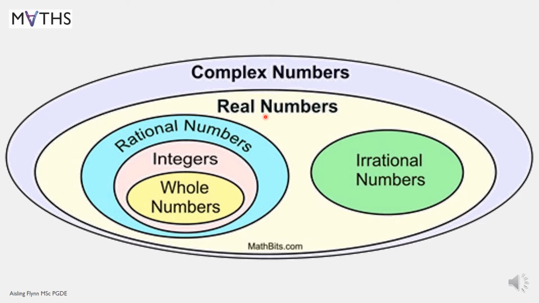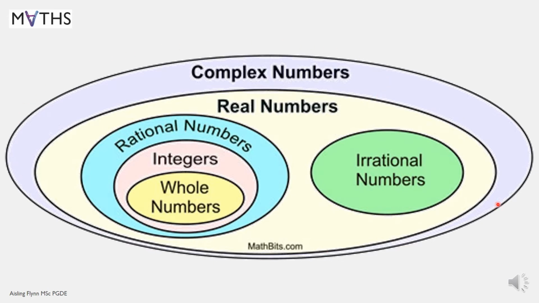Real numbers, when we did inequalities, you saw that they were solid lines. There was a solid line used to represent them on the number line, meaning they were whole numbers and everything in between the whole numbers on the number line. And then we have complex numbers.